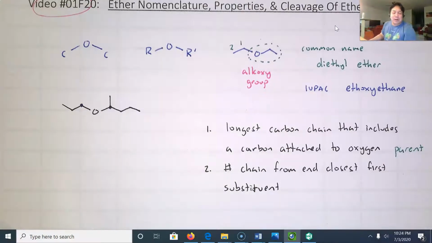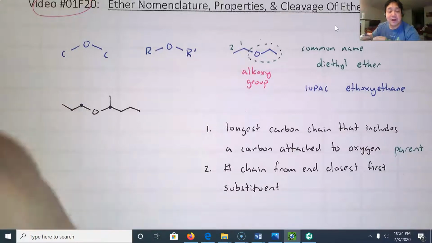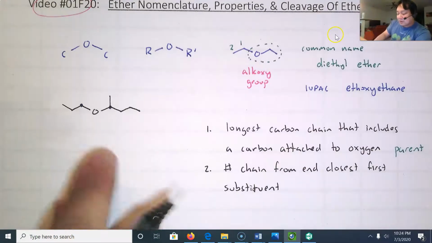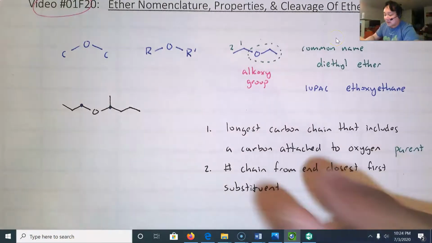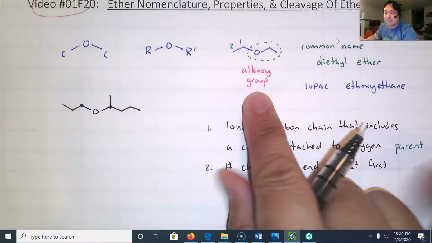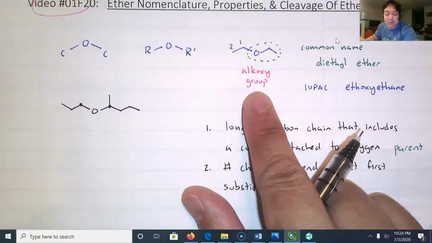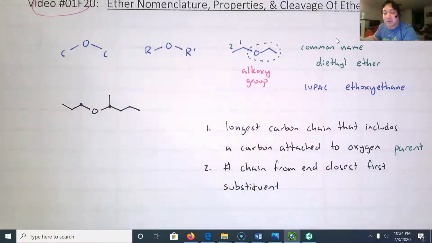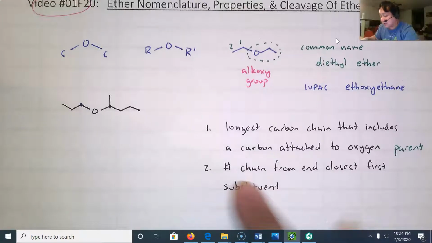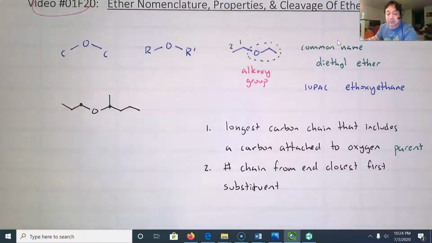Remember, with an alcohol, the hydroxy group has precedence over the other groups, over the alkyl groups and over the halogens, and we number the chain from the end closest to the hydroxyl group. For ethers, the alkoxy group has the same importance as a halogen and as an alkyl group, and therefore you're going to number the chain from the end closest to the first substituent, regardless of what that substituent is.